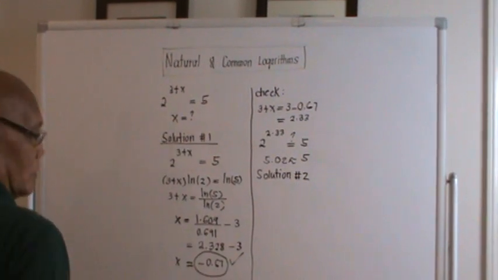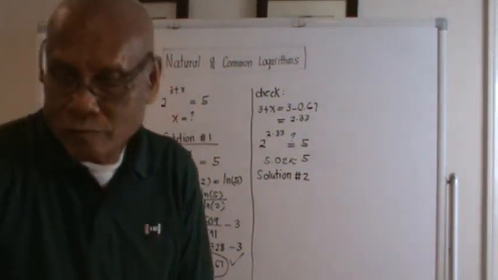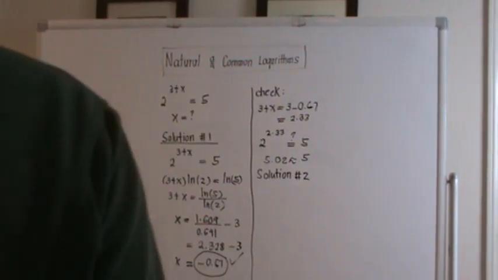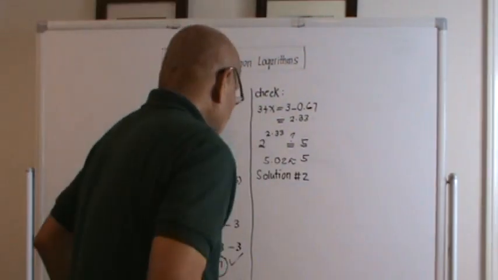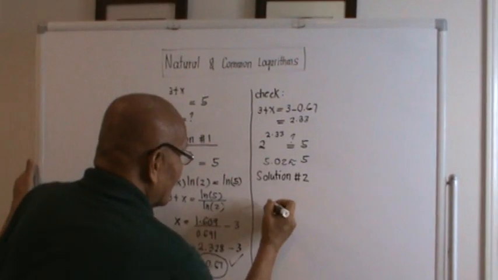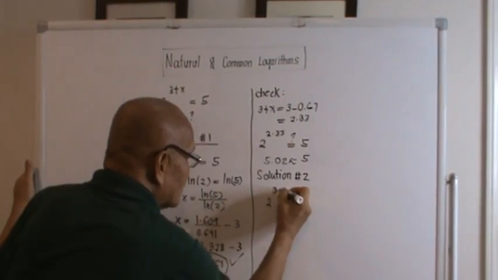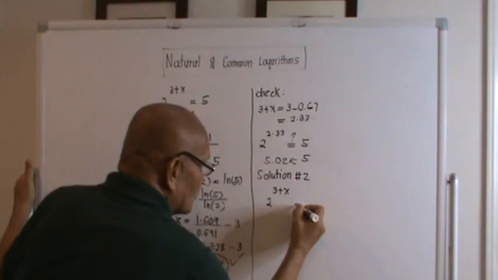Solution number 2. Okay, I will try to check my camera if it still works fine. It works fine. For solution number 2, we will rewrite the given equation 2 raised to 3 plus x, and this should be equal to 5.